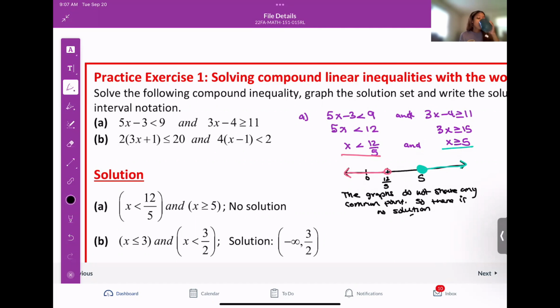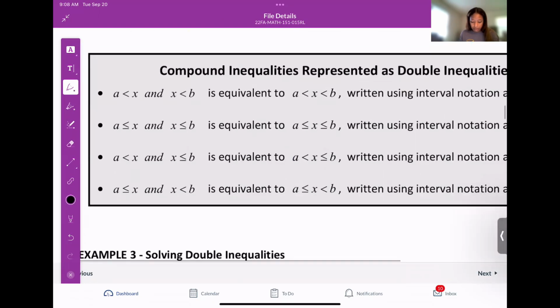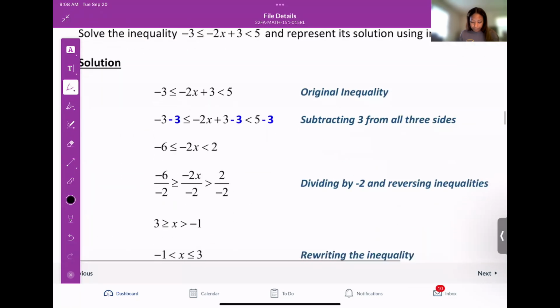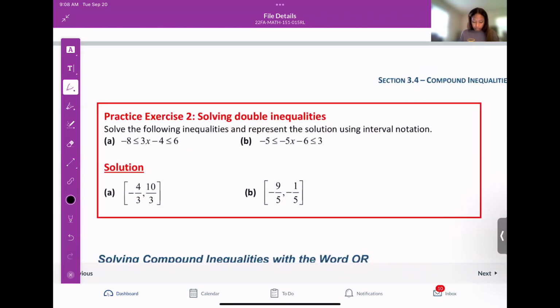I should note, if this problem was exactly the same, except it was or instead of and, the solution would be everything covered in pink and everything covered in green. So you get both things as your solution. All right, I just want to do one problem that's an or problem, or a compound one that's double, and then we'll stop.